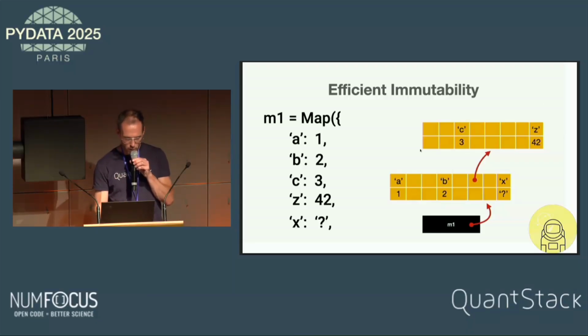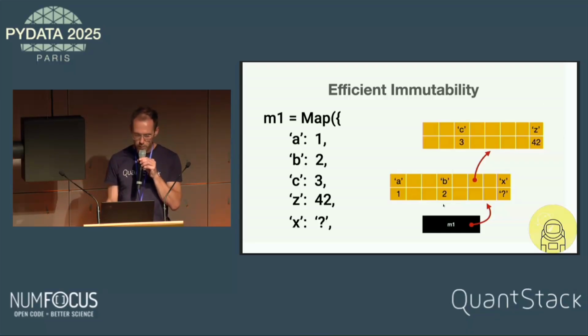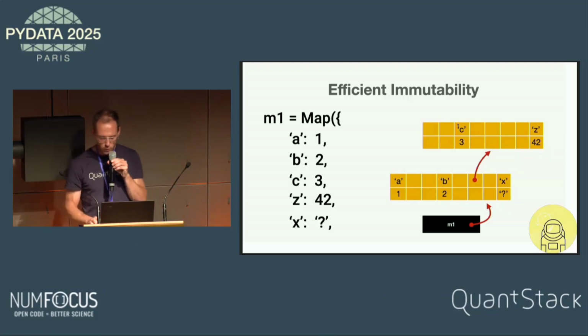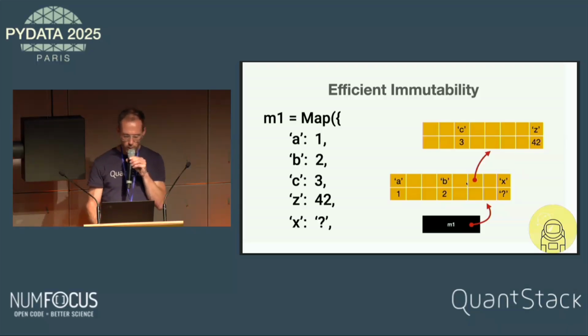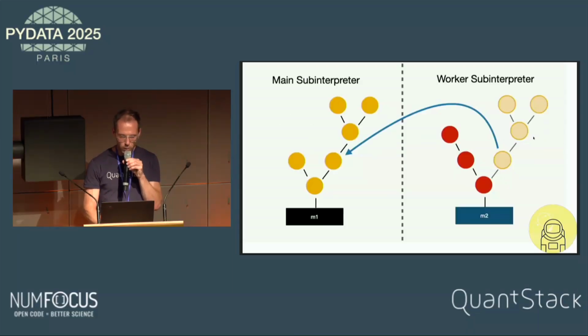So you have a parent map, for example, stored in the main subinterpreter, and when it's mutated in one of the subinterpreters, a new node is created, but it's just referenced from the parent node, so there is no copy of the whole structure. And then when the worker subinterpreter is done, maybe it added a new entry in the map, only this branch is copied back to the main subinterpreter, and it's very fast because it's just a memcopy, basically.